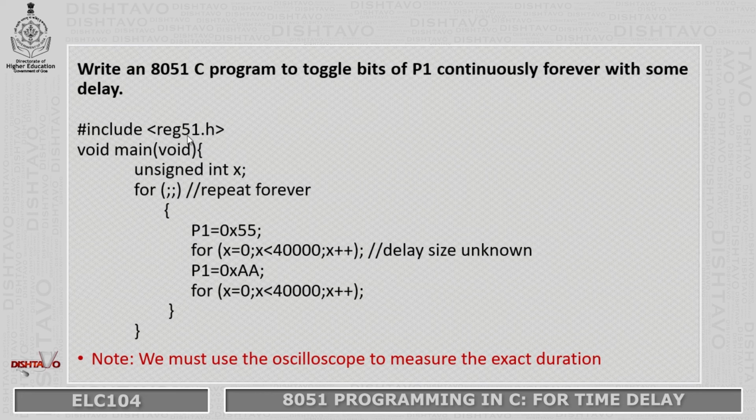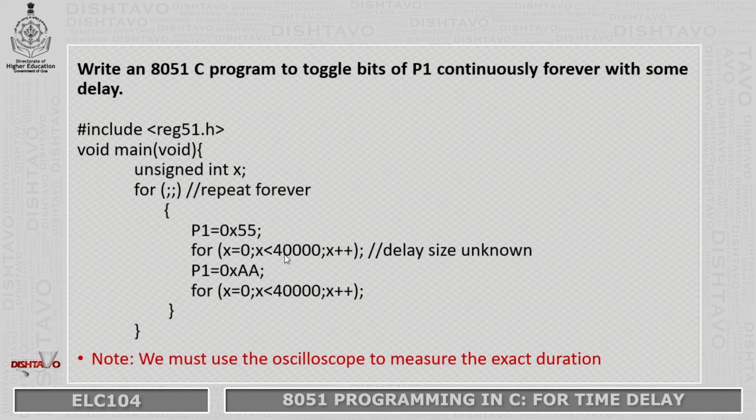Now in the next example, we need to write a C program to toggle the bits of port 1 continuously, forever, with some delay. So we have written the program: #include reg51.h, which is used to include the register file of the 8051 microcontroller, void main(void), unsigned int x. Now the for loop is written as for(;;), which means repeat forever. Open the bracket, P1 = 0x55, followed by a delay which is unknown.